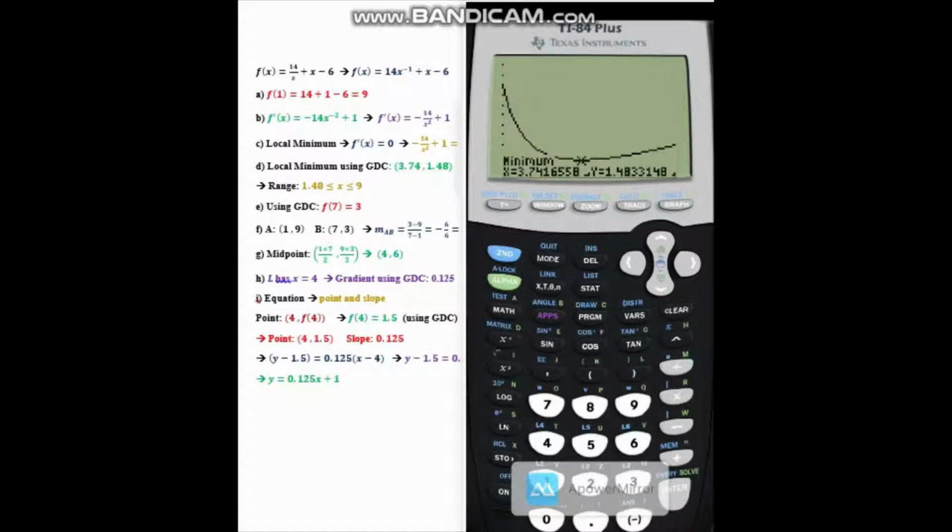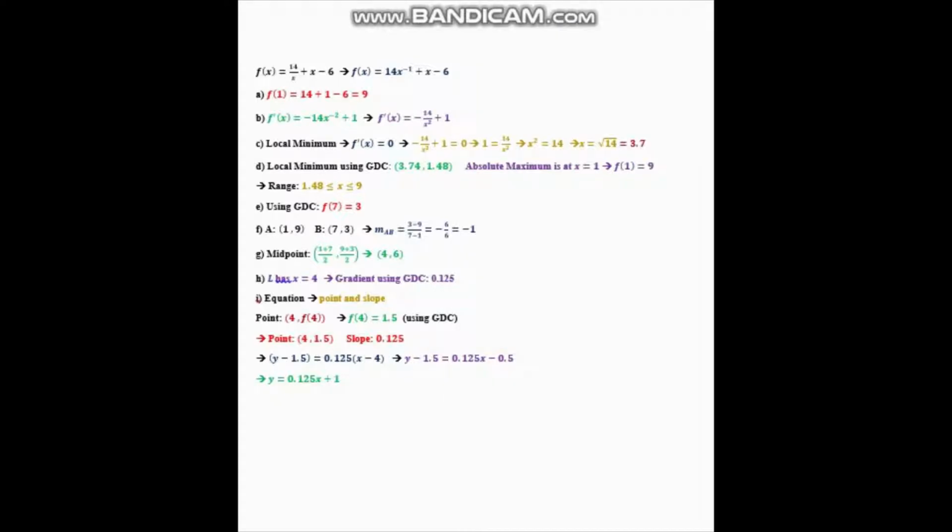So the calculator tells me that the minimum point exists at x equals 3.74, which is what I got, and y equals 1.48. So these are the coordinates of the local minimum point. So the minimum value of y is 1.48, and the maximum value is the value we got in question A, which is f of 1, which is 9, because as you noted, this was the highest point in the curve. Hence the range extends from 1.48 up until 9.